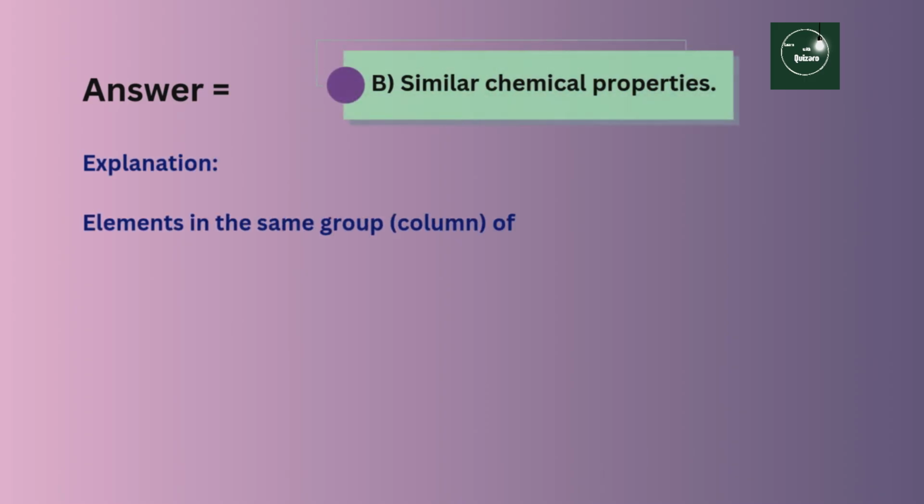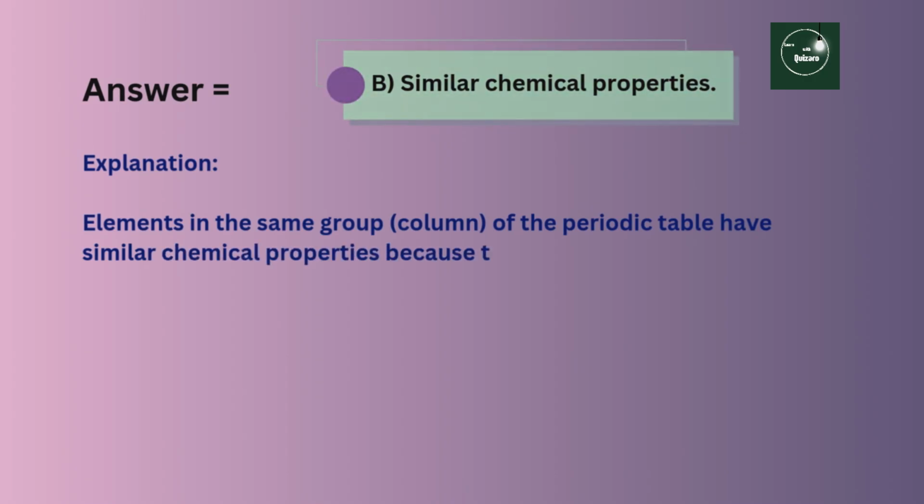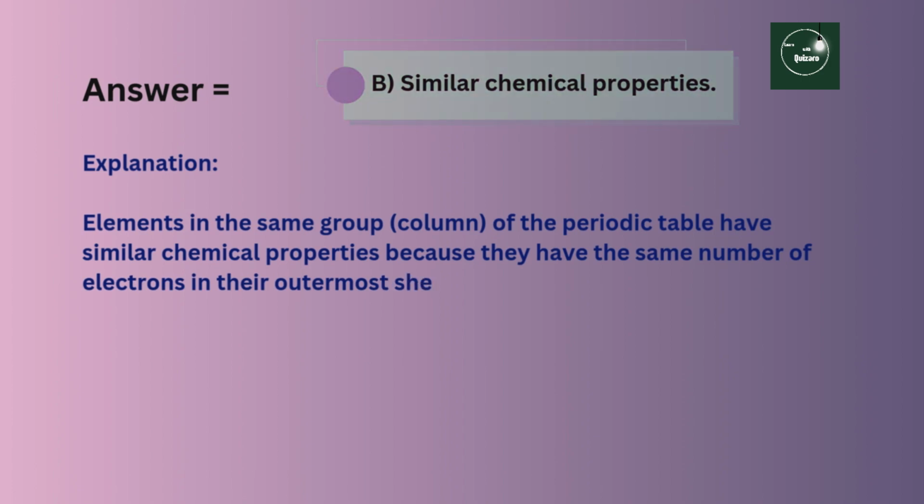Answer is B. Similar chemical properties. Elements in the same group, or column, of the periodic table have similar chemical properties because they have the same number of electrons in their outermost shell.